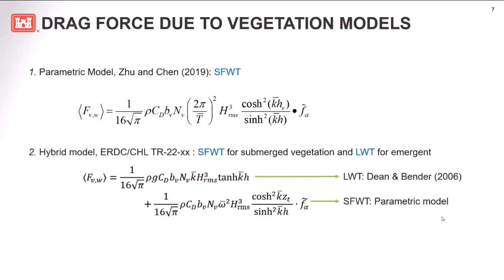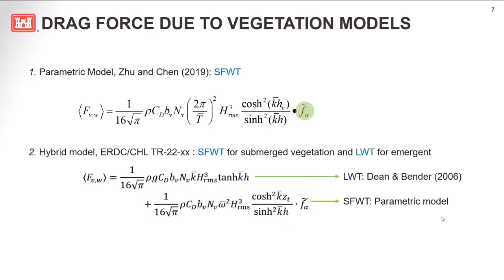So the first model is the parametric model developed by Zhu and Chen in 2019. This uses the stream function wave theory, and we chose this to validate since it accounts for both submerged and emergent vegetation cases, as well as wave nonlinearity using F alpha, a correction factor.